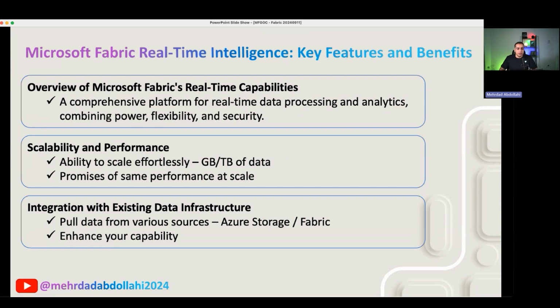So how is Microsoft Fabric going to help us with this real-time analysis requirement? Microsoft Real-Time Intelligence is a comprehensive platform for real-time data processing and analytics, which combines power, flexibility, and security. It helps us from gathering the data from sources, then transforming and analyzing it, then acting on top of that. So it is a nice sequence that we have for every single analysis: it starts somewhere, then we transform and analyze it, then something should happen.